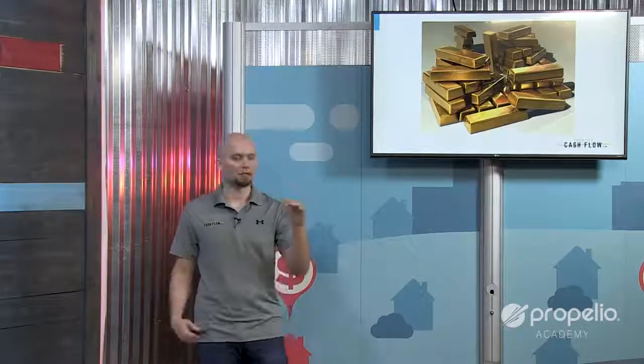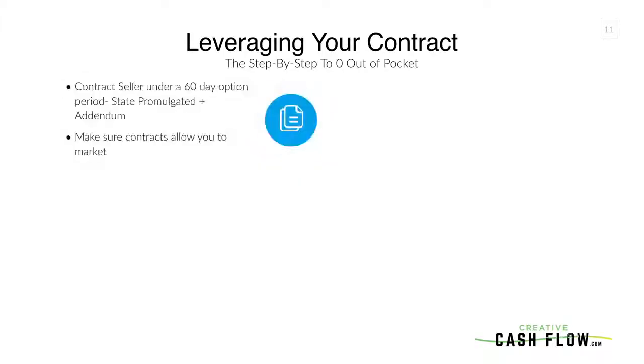So how are we actually going to structure this deal, right? How are we going to figure out, from a technical standpoint, what we're going to do to buy it, to go from step 1 to step Z, to get this thing done? So step 1 is obviously contracting the seller. When we contract the seller, we're going to do it under a 60-day option period, and we're going to use contracts that are the state promulgated form.